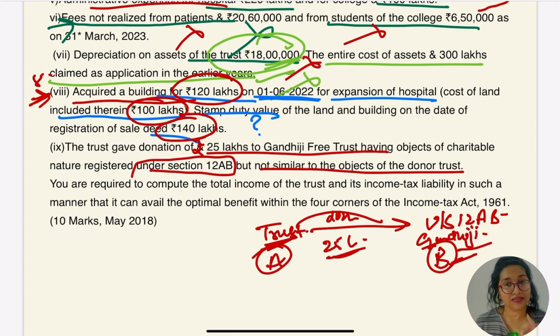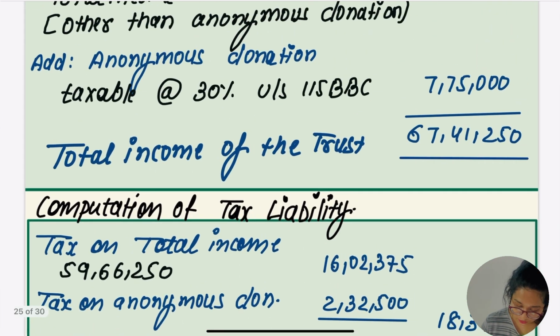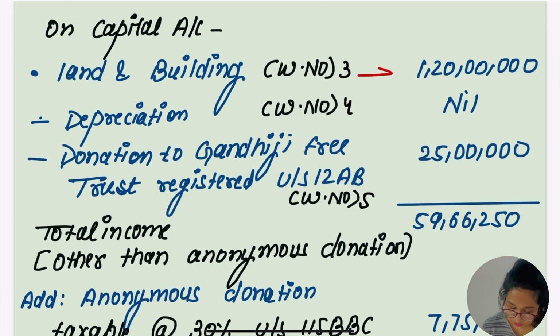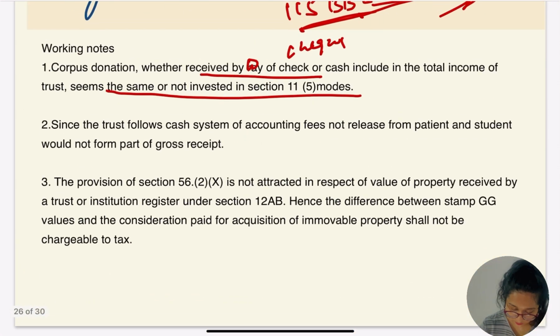Yes, whether it is revenue expenditure or capital expenditure, as I told you in the explanation, we are going to take this part. Now the question comes: do we have to take 120 or 140 or what? We are going to take 120 lakh, but why so? Let's go to the working note.